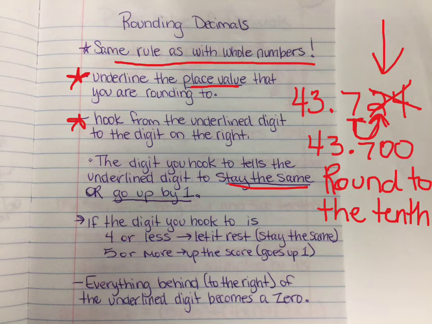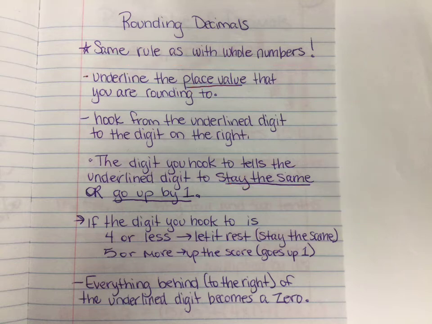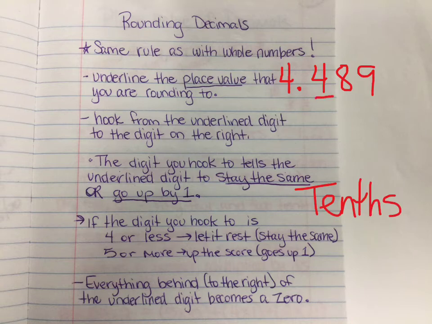If the digit you hook to is 5 or more, you're going to up the score, which means you're going to raise the digit. Everything behind it, or to the right of the underlined digit, becomes a 0. So for example, if I have 4 and 489 hundredths, and I said round to the tenths place, I'm going to underline the 4, which is in the tenths place. Okay, underline the place value. I'm going to hook from the underlined digit to the right. So from the 4 to the 8, it goes to the next digit.